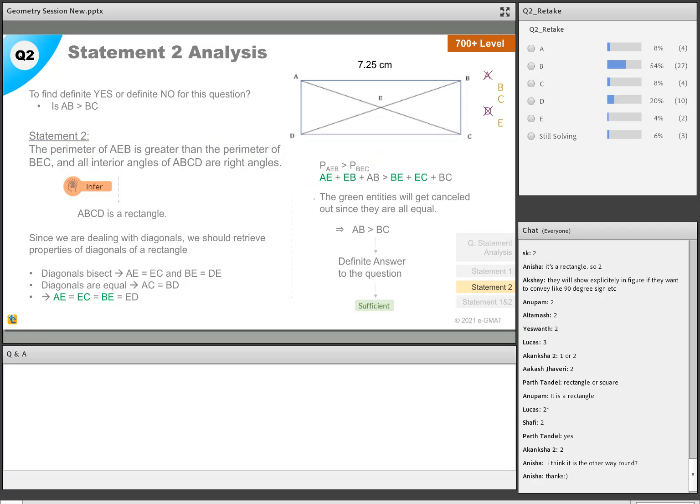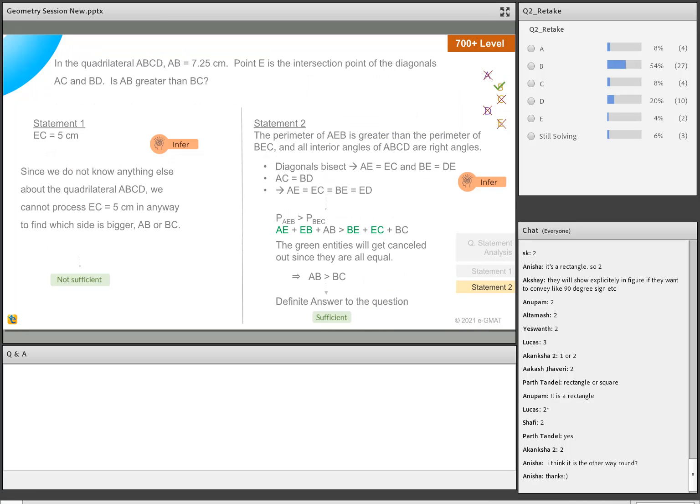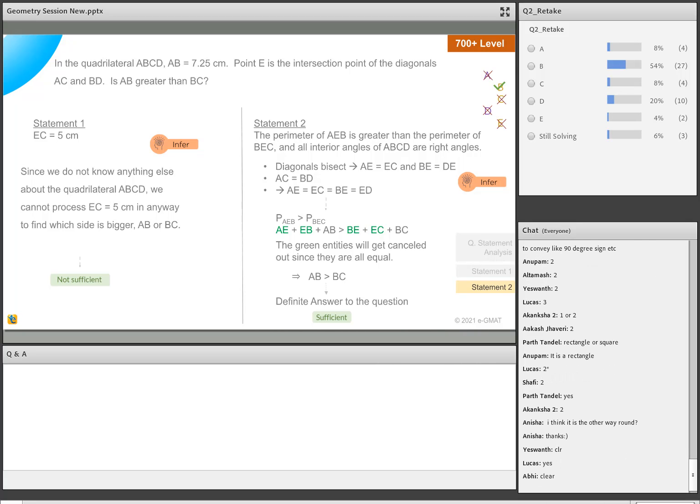So the second statement helps us reach the answer for this question, and only 54% of you have marked the answer for this one correctly, right? So please tell me if the solution is clear to all of you, or if you have any questions, any doubts. I'll be very happy to take it up.